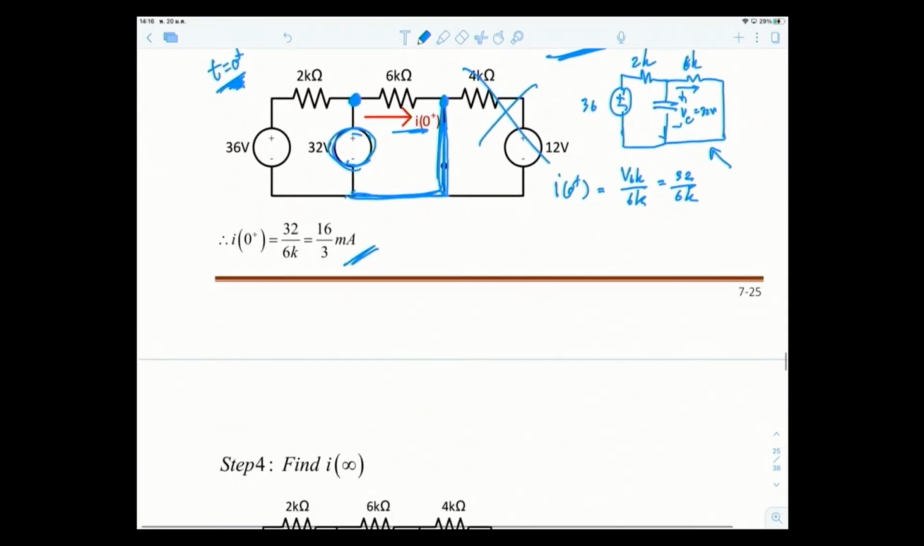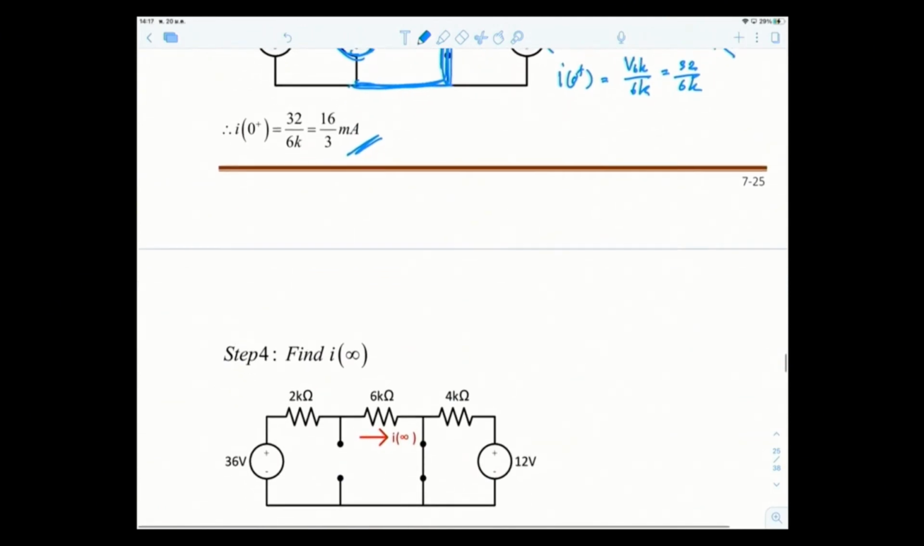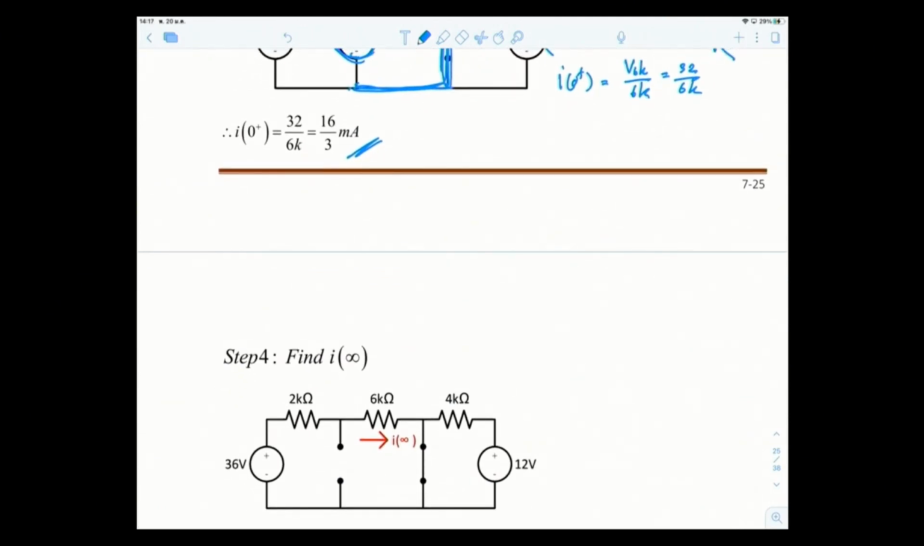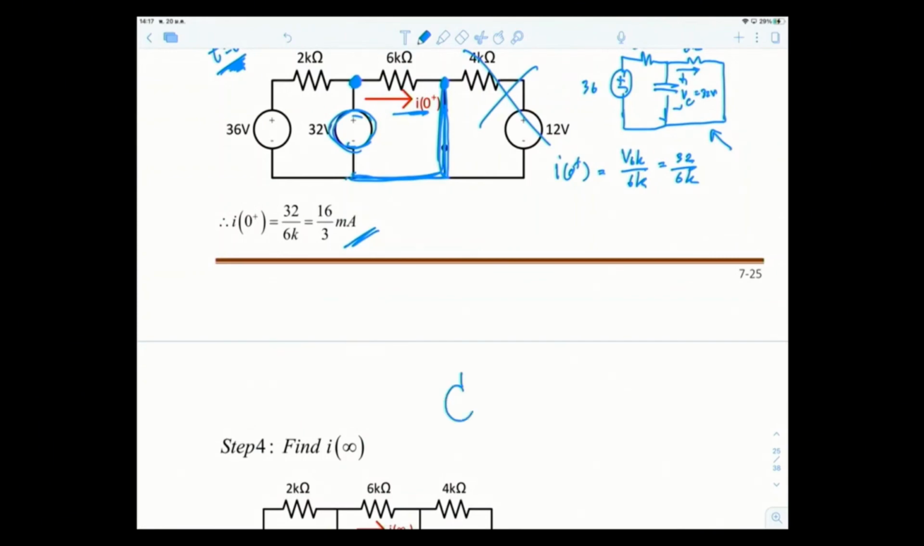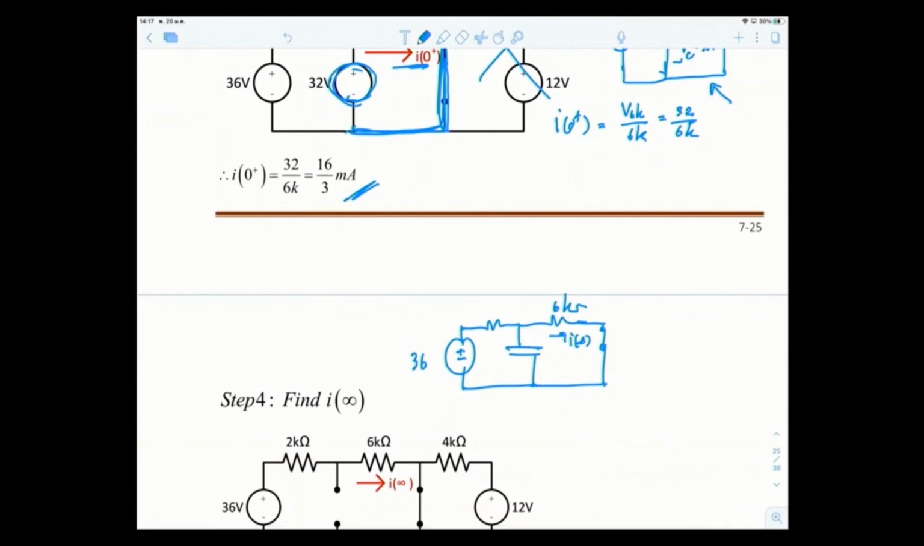This is the initial value for the parameter that was asked in the question. Then next step, I at infinity. So your original circuit is this: 36, a capacitor, 6K ohm, and this is the switch closed. So this is your I at infinity. This is the picture, the I that you want to find.